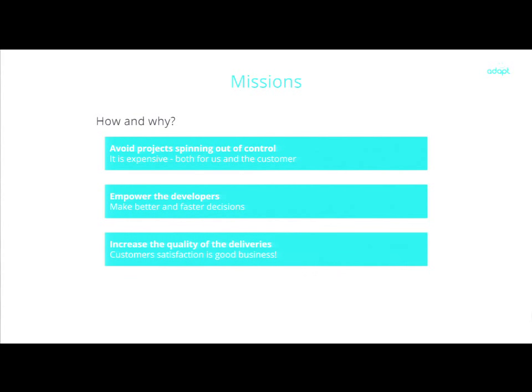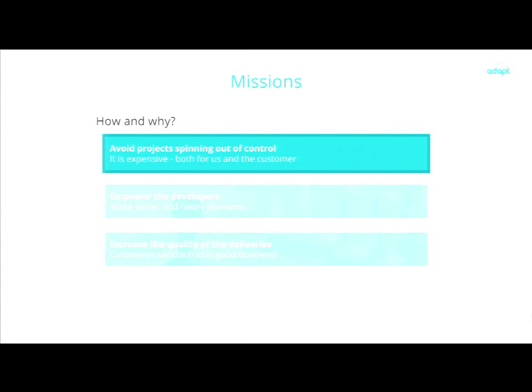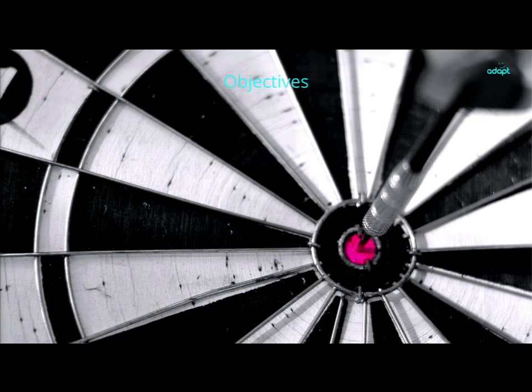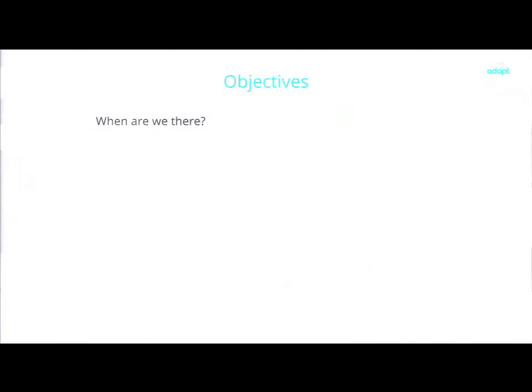And the last thing that we took in here is that we like to increase the quality of our deliveries, because quality in deliveries is the same as customer satisfaction, and that's always good business. And I could stand here and list a lot of stuff today, but today we'd like to just focus on the first one about avoiding projects spinning out of control. So the next thing we did is that we need some goals. We need something that we can measure and say, when this is done, we should have finished this mission. So when are we there?